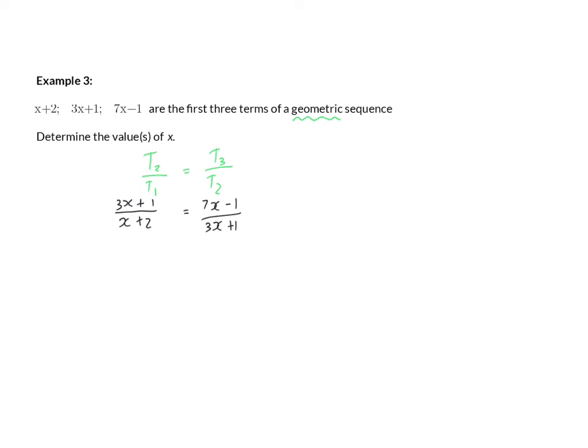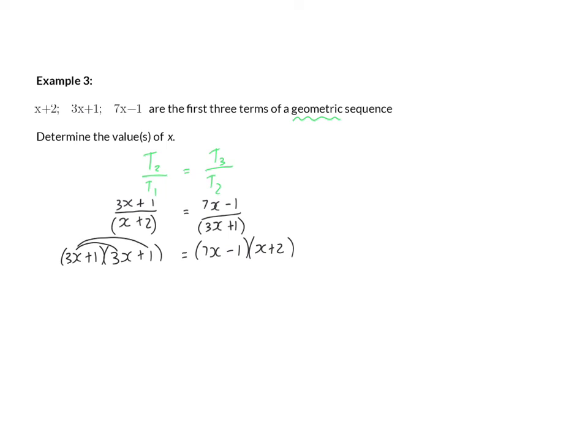And now, because we have fractions, we want to get rid of the denominators. Now on the left, we have a denominator of x plus 2. It is divided on the left. So we are going to multiply by that on the right. And similarly, on the right, we have 3x plus 1 that we are dividing by. So on the left, we are going to multiply by 3x plus 1. And now we need to multiply or simplify those brackets.